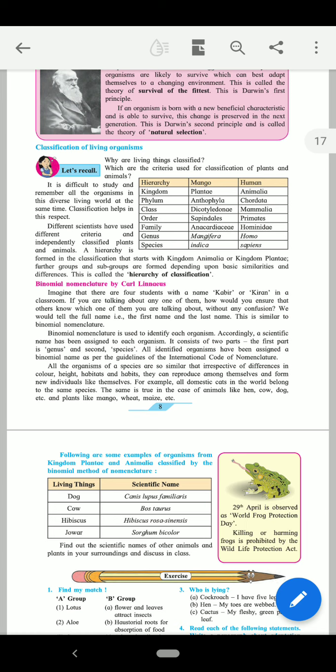In the classification of living organisms, we see that there is a need for classification. What is the need of classification? So that we can study the vast number of living organisms properly. The basic category starts with the kingdom, and the kingdoms are Animalia and Plantae. After that, the phylum is the group which is smaller than the kingdom and larger than the class category. Then order, family, genus and species. Like this, the hierarchy of classification is made.